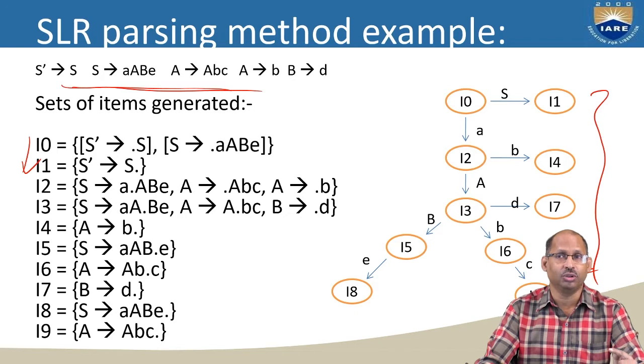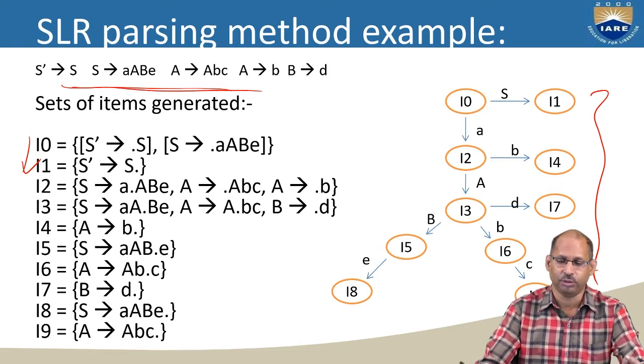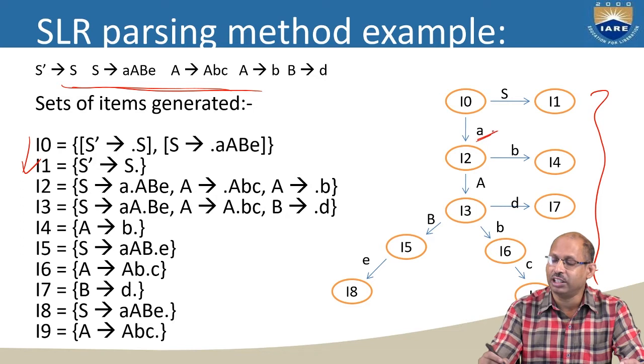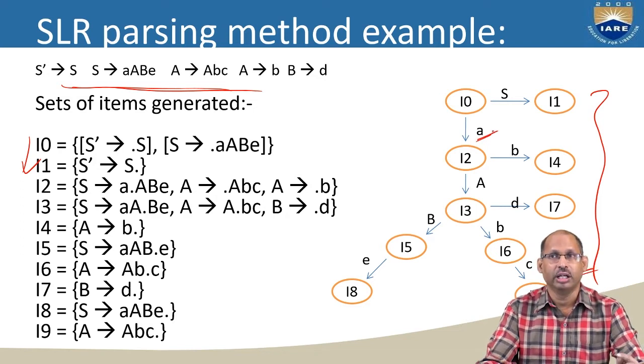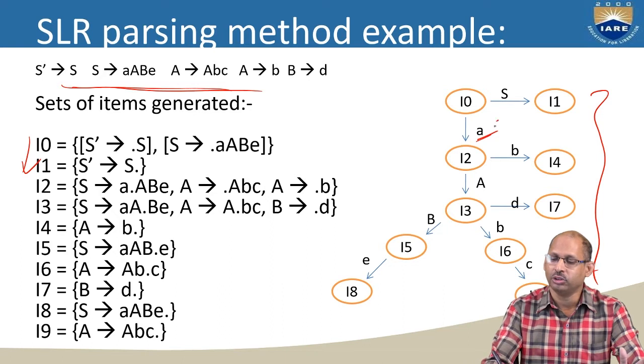From this DFA of go-to operations, we will construct our SLR parsing table. What is this one? A means terminal, it belongs to terminals. So in the action part, shift S2.